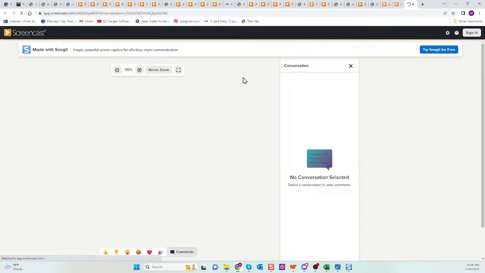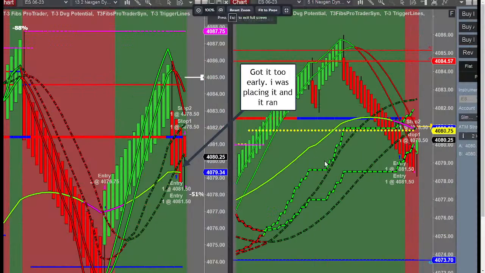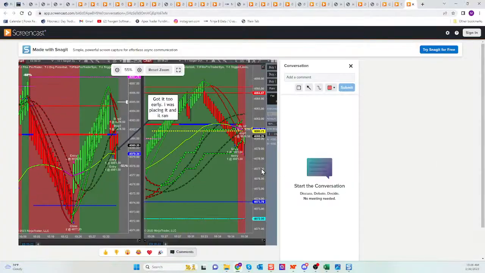All right, Safia. So Safia, when you got in, I like your entry. I don't think you got in too early at all. But when you got in, at 81.50, 78.50 was right there at the bottom of the large triggers, right? So your stop was still inside of the large triggers when you got into that one.